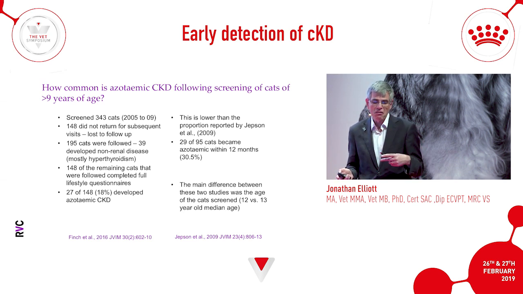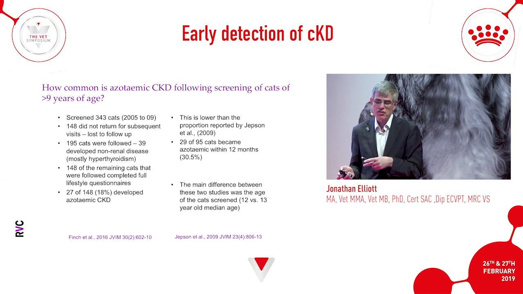Excluding those hyperthyroid cats, we had 148 cats that remained in this study and completed full lifestyle questionnaires, and 27 of those 148 developed azotemic chronic kidney disease over the subsequent 12 to 18 months. And so the incidence of chronic kidney disease in that particular study was 18%.